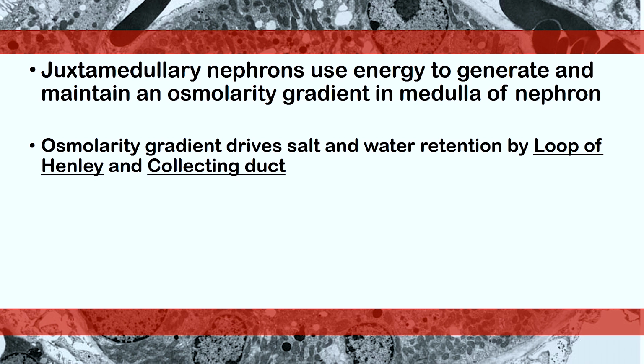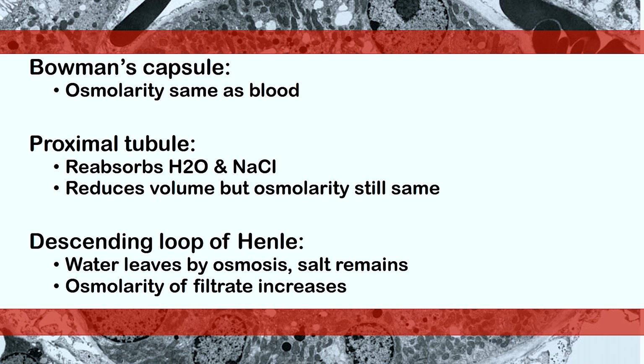So if we start off and consider the osmolarity of the filtrate as it moves into Bowman's capsule, you will see that the osmolarity of the filtrate is the exact same as the blood, which makes sense because it was just filtered from the blood. As you move into the proximal tubule, you have the resorptions of salts that also leads to the resorption of water in the same location. Because that resorption is proportional, then the osmolarity doesn't change.